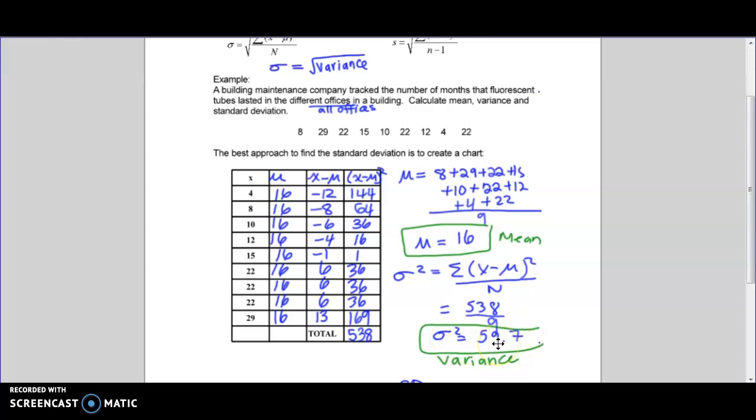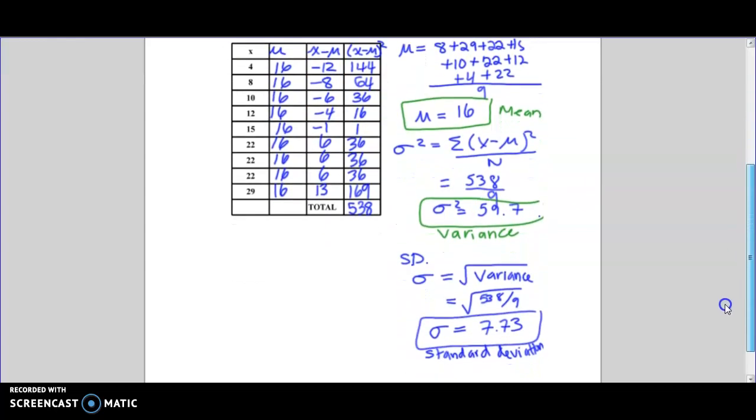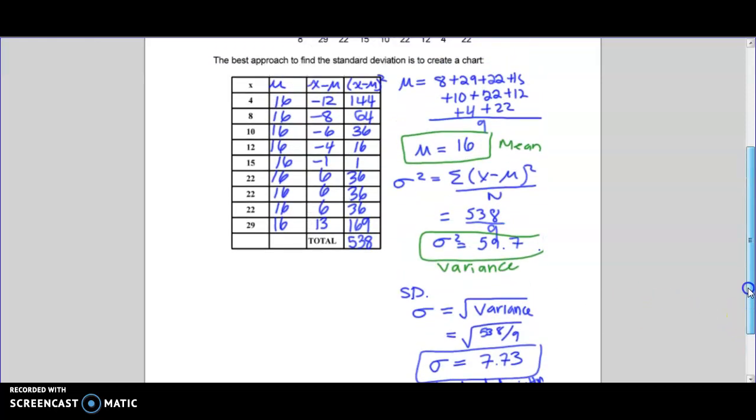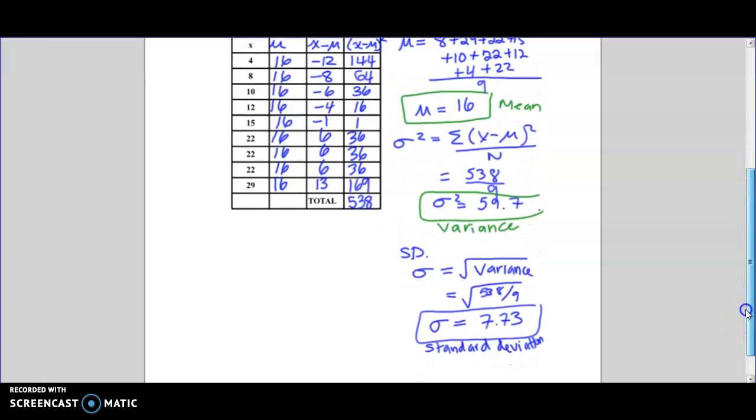The last part of the question asks us for standard deviation, and we know the standard deviation is the square root of the variance. Here you can see we used 538 divided by 9, just to give us a more exact number, because this is rounded here to 59.7. So to get a more exact number, we can take the square root of 538 over 9, and that tells us the standard deviation is 7.73. Okay, so now we've answered all 3 parts, the mean, the variance, and the standard deviation, as asked in the question.